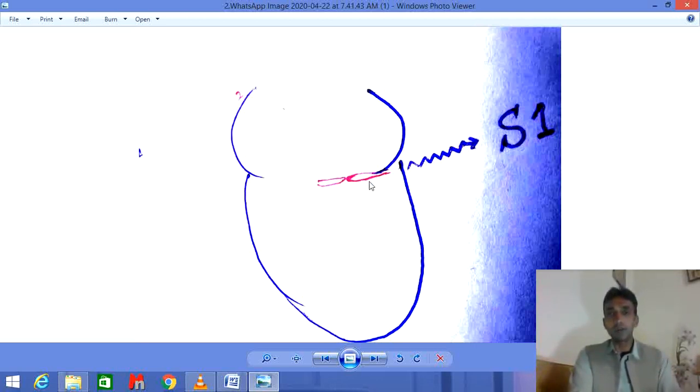S1 sound is created by the bicuspid valve or tricuspid valve after the isometric contraction. After the isometric contraction, the S1 sound is produced by the heart. The S1 sound is always produced by the mitral valve or tricuspid valve. It is not produced by any other valve. The S1 sound is always produced by the tricuspid valve and bicuspid valve, the mitral valve, and this always happens after the isometric contraction of the heart.